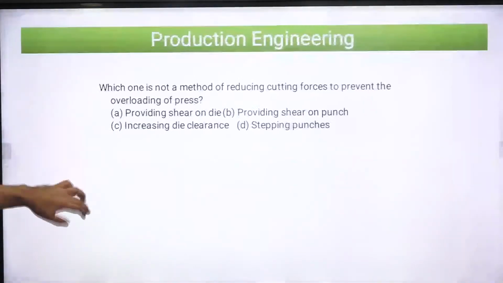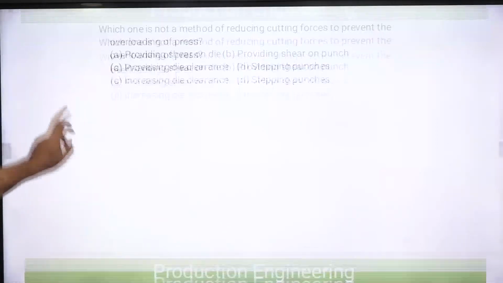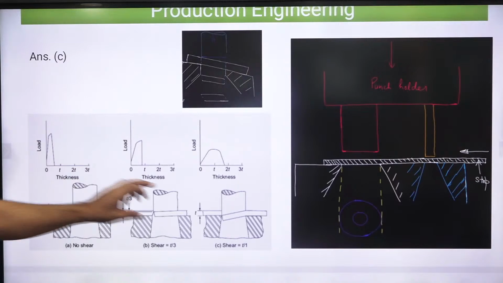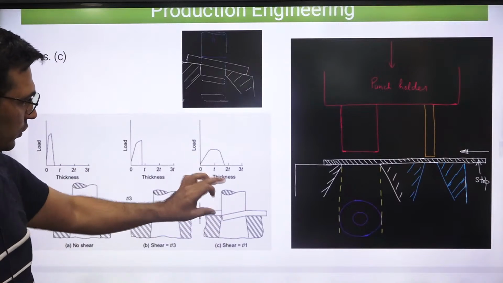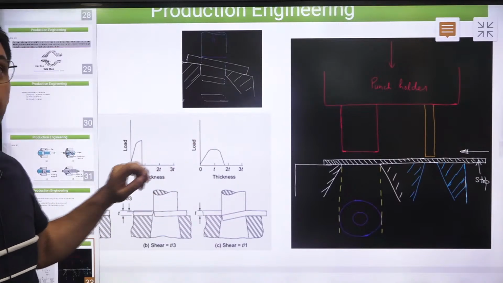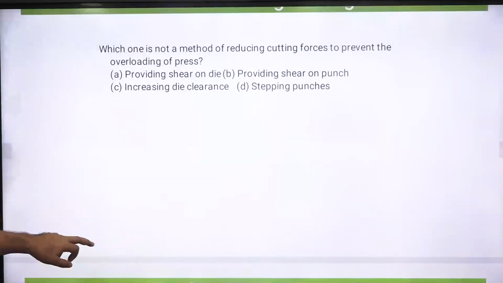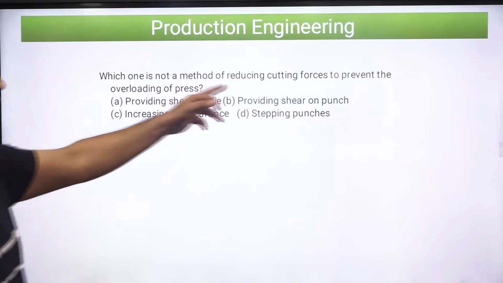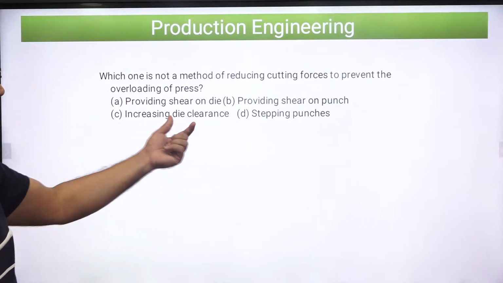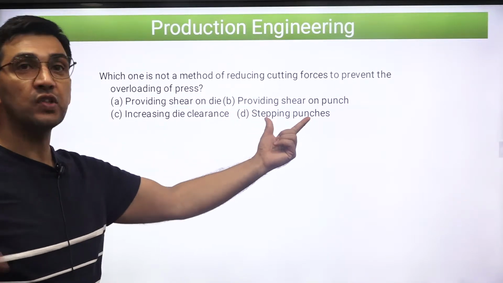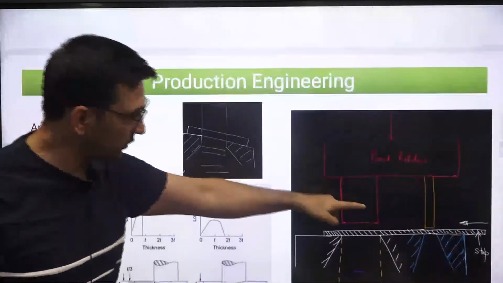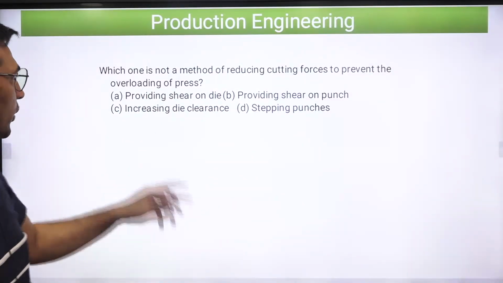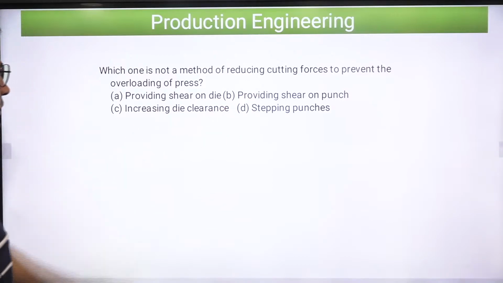Then maximum force, this is the case of maximum force only. See here, the maximum force for this, when we have a straight punch. Now when you have given that inclination or shear, the maximum force that you need to apply has got reduced, right? So which one is not a method of reducing cutting forces to prevent overload? Stepping punches means staggering the punches, and providing shear on the punch, and providing shear on the die. I already discussed with you. So these three are the methods. This one is not the method.